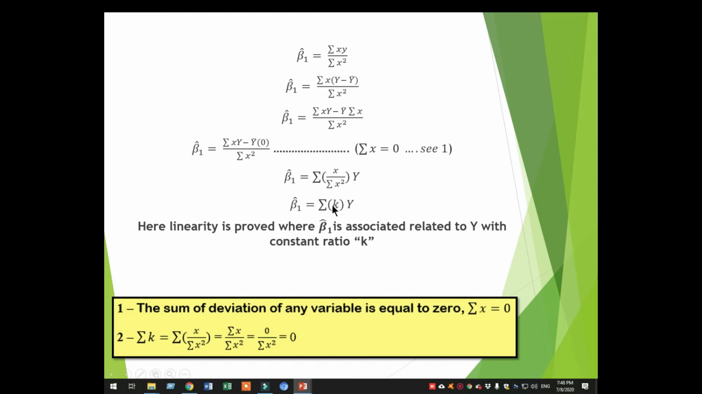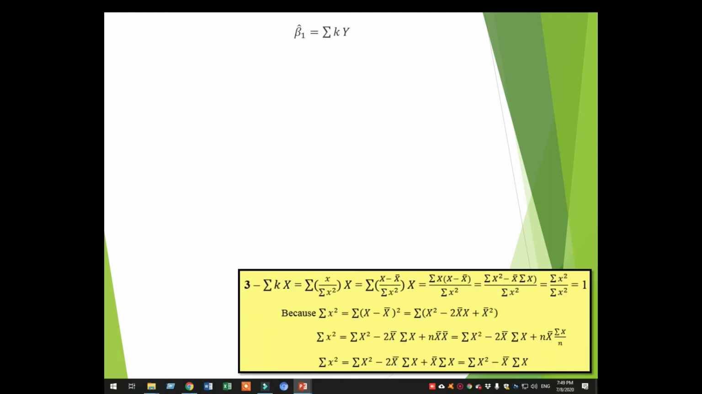So this k is introduced as a ratio factor through which B1 cap is shown to be associated with y. We know that any variable, if it is associated with its determining factor with a constant ratio, is said to have a linear association. Here linearity is proved, where we can say that B1 cap is related to y with constant ratio k. So there the linearity is proved.